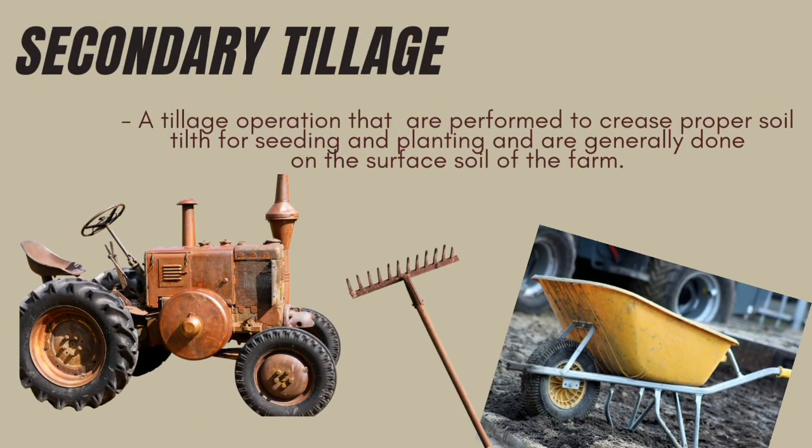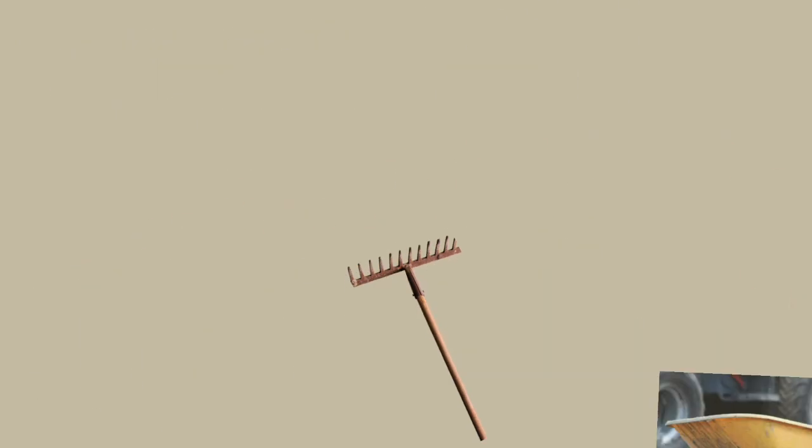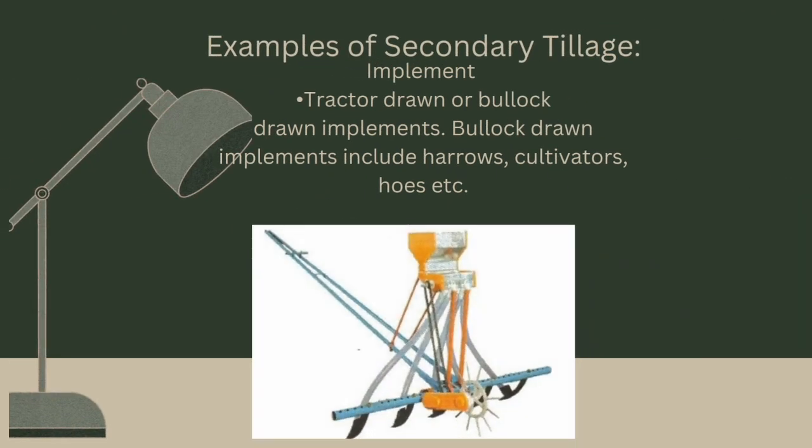Secondary tillage. It is a tillage operation that is performed to create proper soil tilth for seeding and planting and is generally done on the surface soil of the farm. Examples of secondary tillage are tractor-drawn or bullock-drawn implements. Bullock-drawn implements include harrows, cultivators, hoes, and so on.